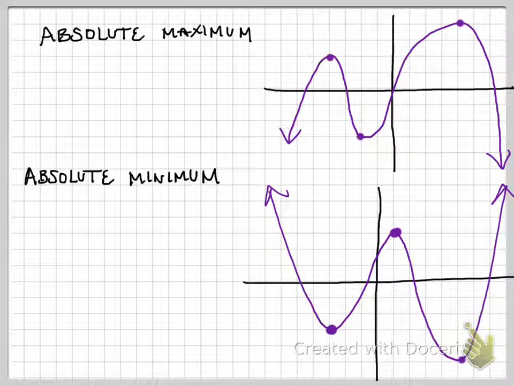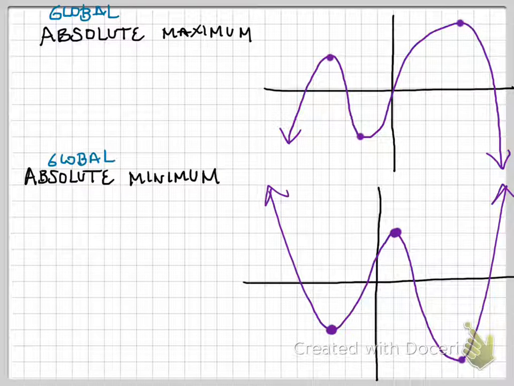Let's take a look at absolute maximum and absolute minimum. An absolute maximum, you may hear that called a global maximum. And the same thing with absolute minimum, you may hear that called a global minimum. But they're the same exact thing.